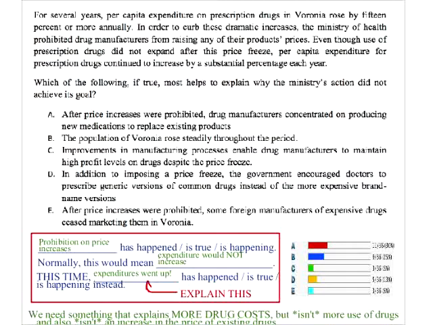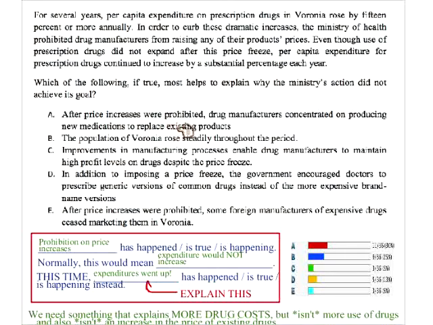So, anything that will explain that. You may not be able to predict it, because there are lots of ways you could do this. For instance, if there were more taxes on these things, that would do it too. But that's not an answer choice.